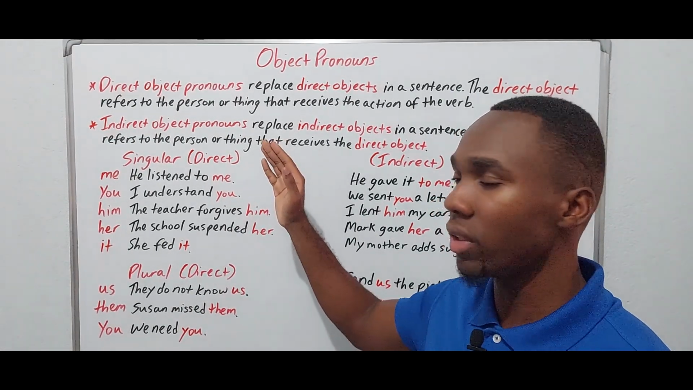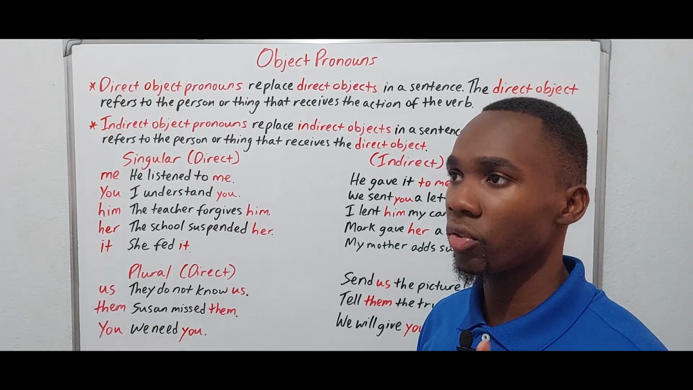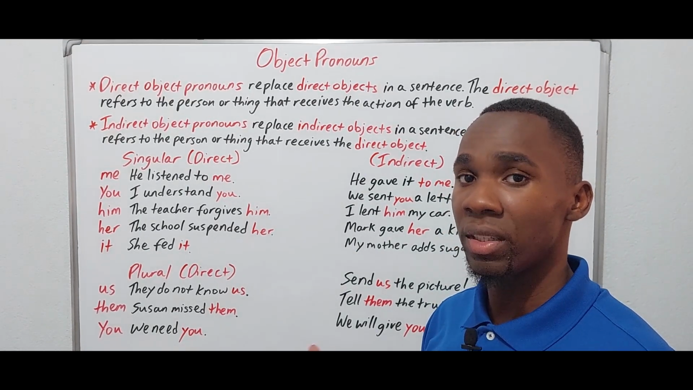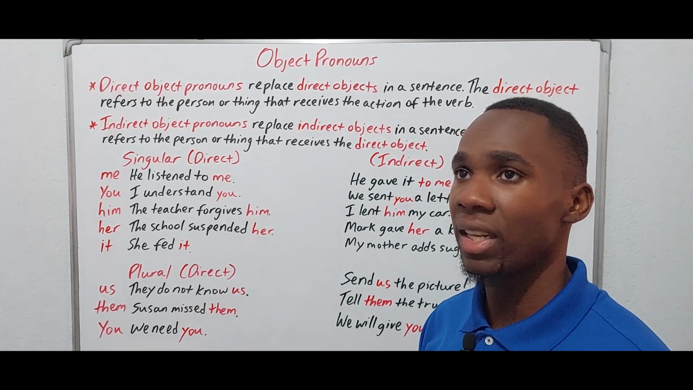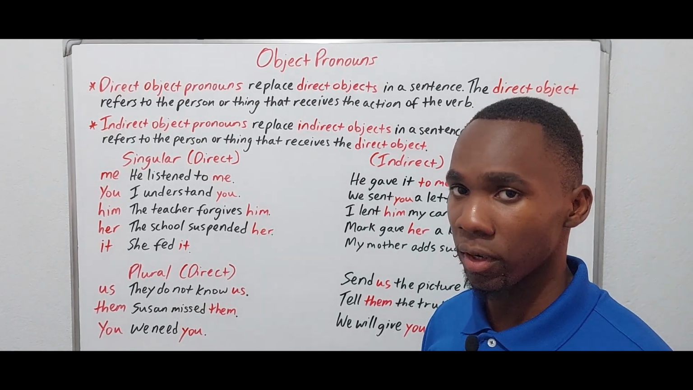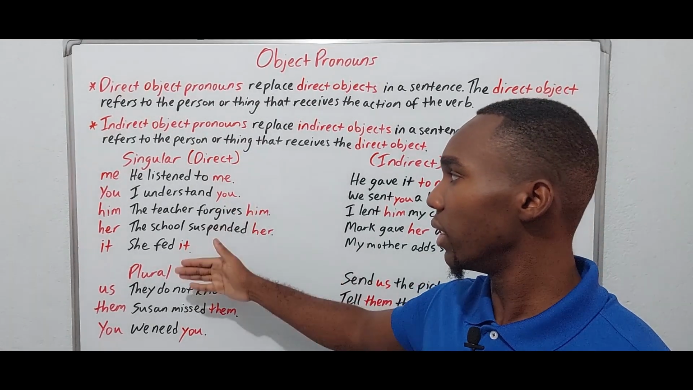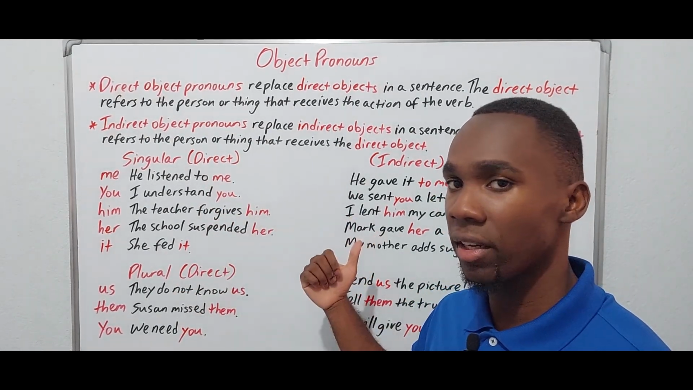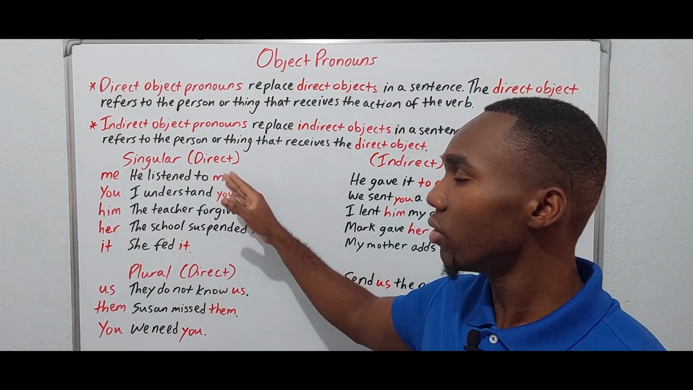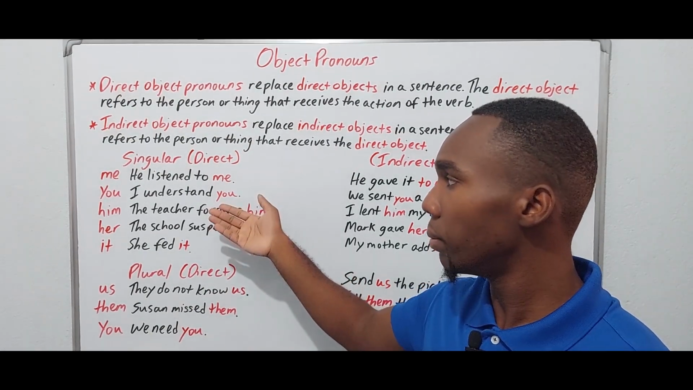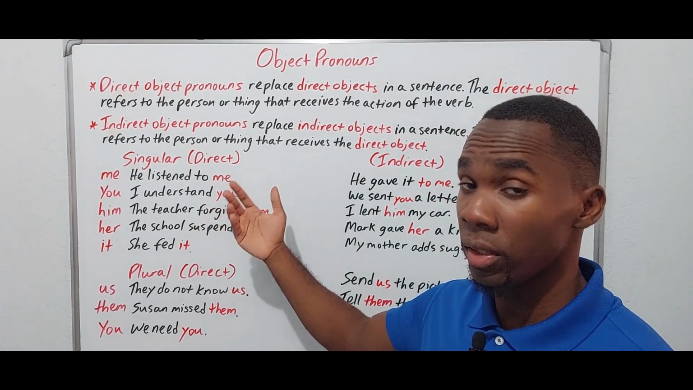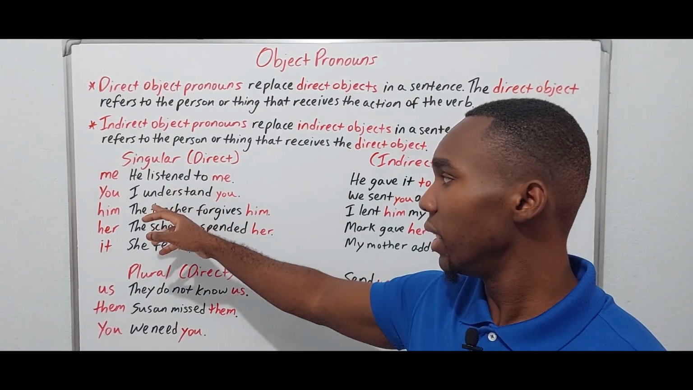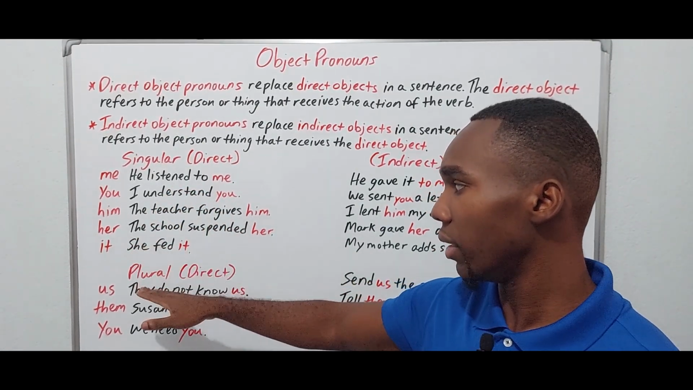But let's start with the direct. And also, before we get there, the pronouns are going to be the same. It's just that they will have different functions, right? So let's start with the direct. The singular, the plural, and then we will go over to the indirect. So the singular direct object pronouns will be me, you, him, her, it.